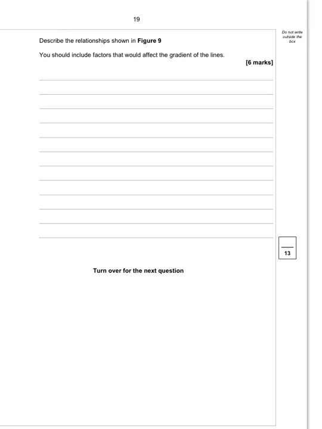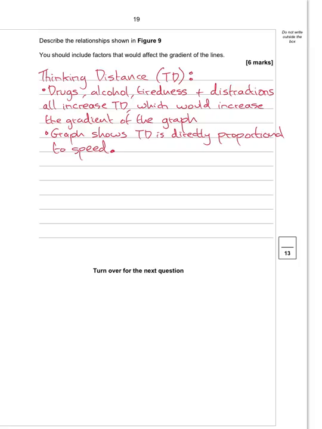And it shows, we're going to mention that the graph shows that the thinking distance is directly proportional to the speed. Okay, so I'm going to use subheadings in my answer. And I've made my 2 points. So there are 3 things I need to talk about: thinking distance, braking distance and stopping distance. So I'm going to try and make 2 points about each one to make sure that I get my 6 marks. So I've mentioned the factors that would affect thinking distance: 1, 2, 3, 4 things. I wouldn't need to get all of these to get the marks, but I should get most of them.